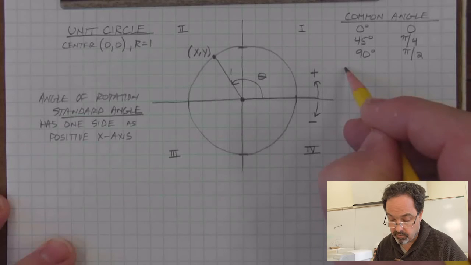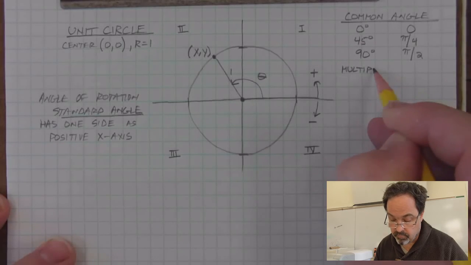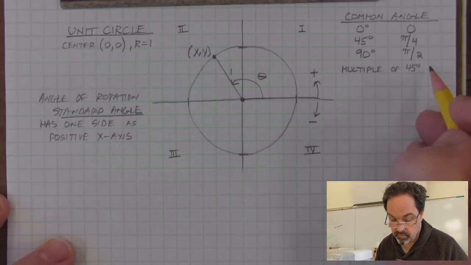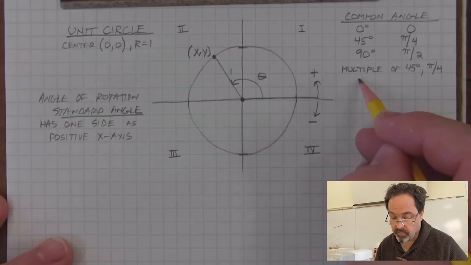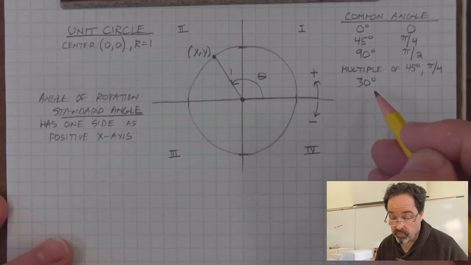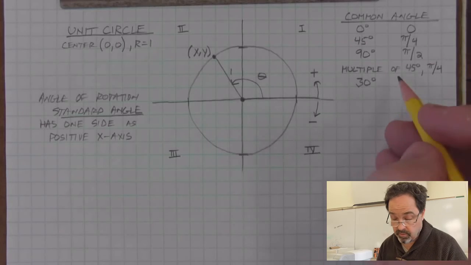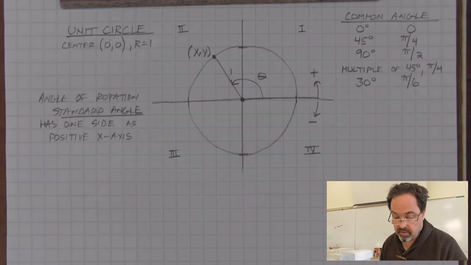So in our list of common angles, we'll put all multiples of 45 degrees or pi over 4 radians. 90 degrees is a multiple of 45. Another common angle is 30 degrees. We work with 30-degree angles quite frequently. It has a radian equivalent of pi over 6, 1/6 of a half circle.